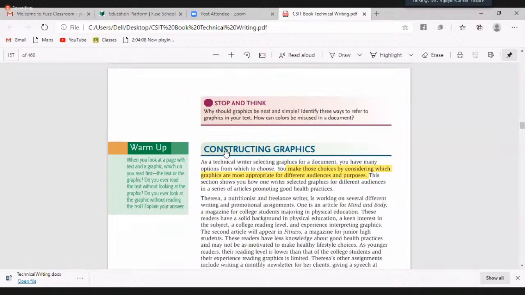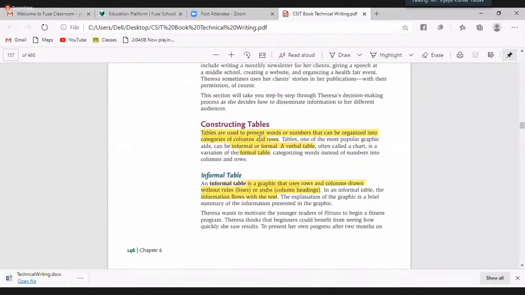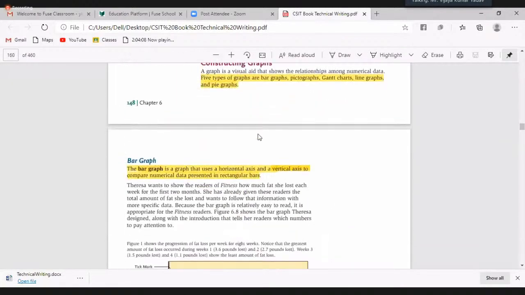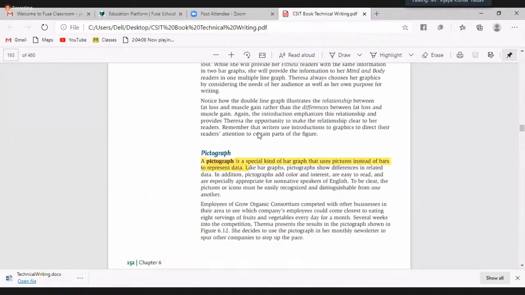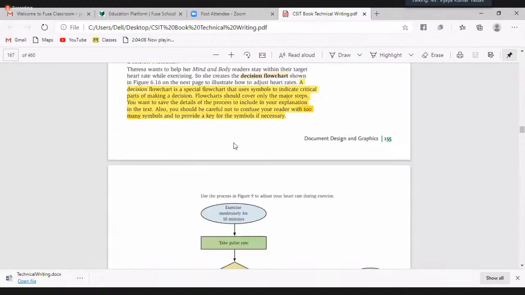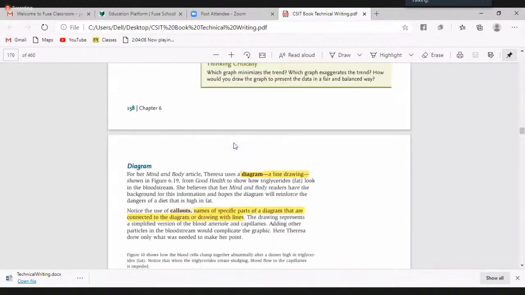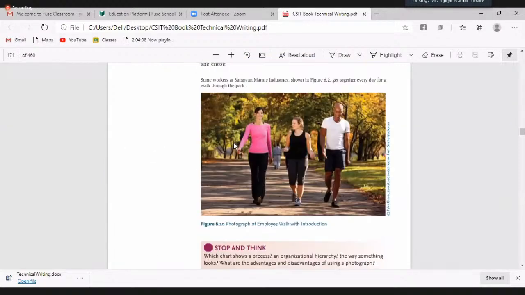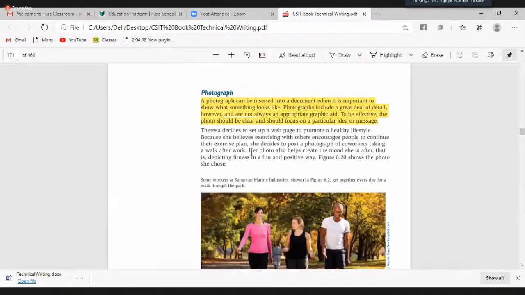So today's question is, how can we construct graphics in a technical document? Discuss this question. Today's assignment: from this whole section you can write, and whatever lines I have highlighted, from this you can do. You don't have to read all. Just define up to pictograph, up to photograph, you have to write. Just the highlighted lines only. Is it clear?